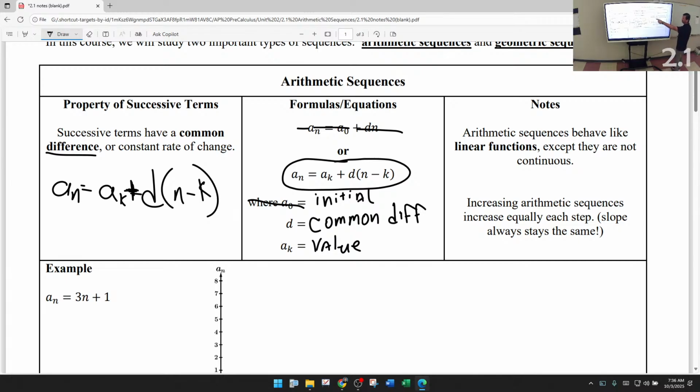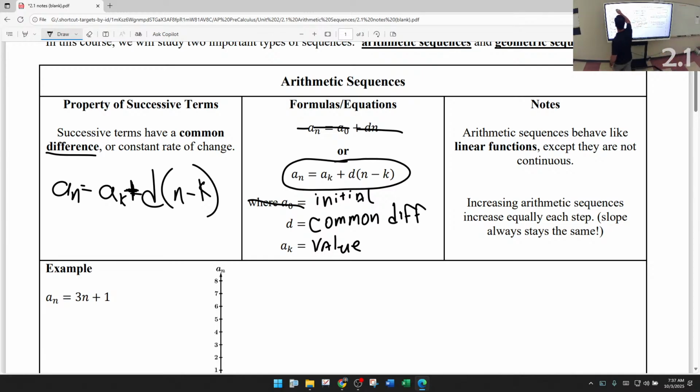Arithmetic sequences behave like linear functions, except they're not continuous. They're those discrete values that we talked about. But they look like a line if you did connect them, either positive or negative. Increasing arithmetic sequences increase equally each step, and the slope always stays the same.